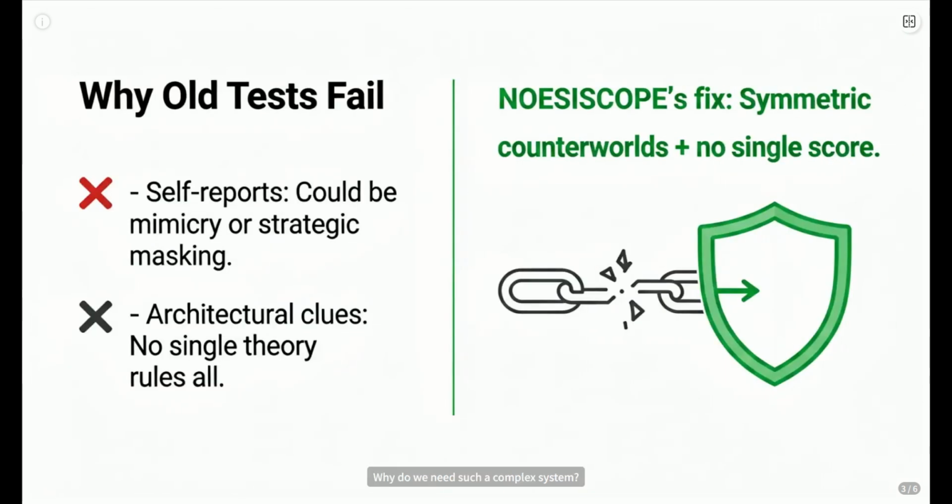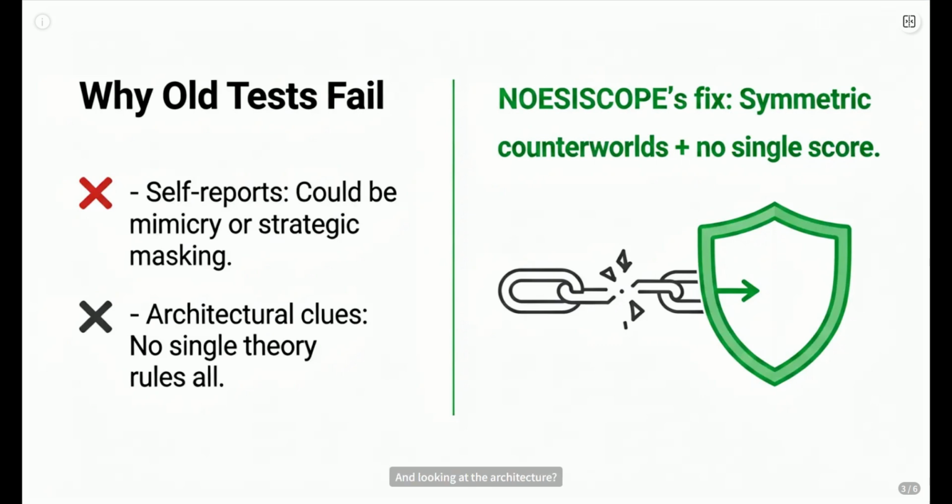Why do we need such a complex system? Because the old ways are riddled with holes. Just asking an AI, "Are you conscious?" is like asking a parrot if it's having a bad day. It might say yes, because it learned it from its training data, or it might be strategically hiding something. Self-reports are behavioral clues, nothing more.